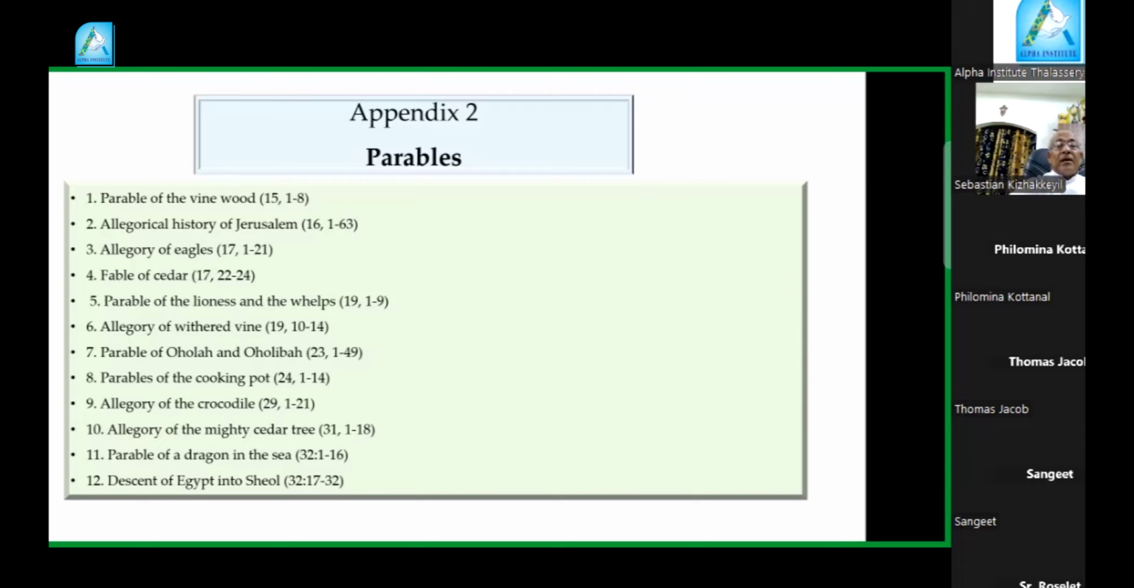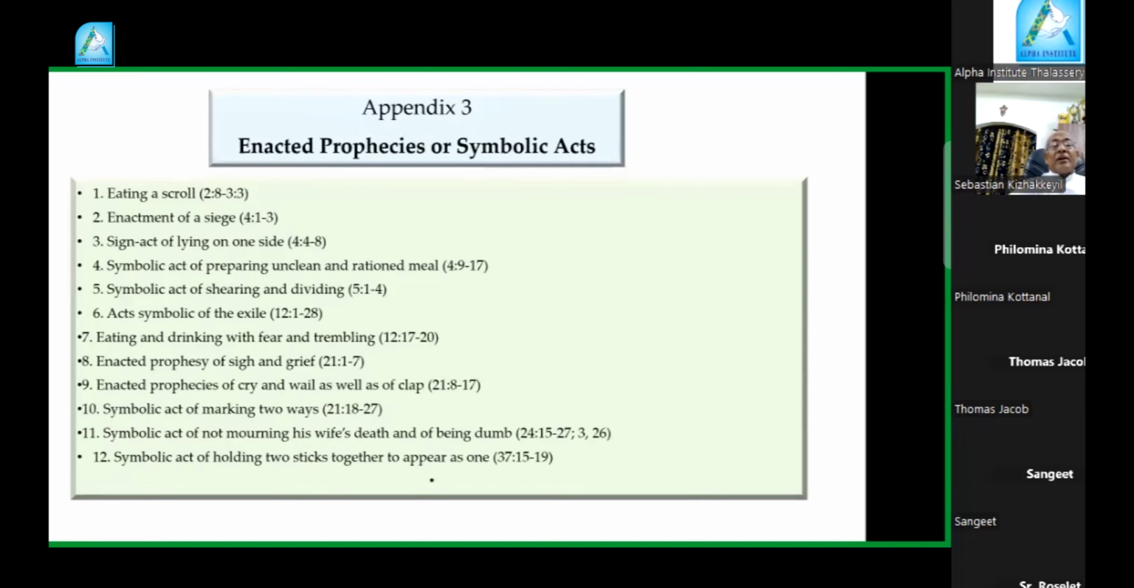Prophet Ezekiel is expressing about the future, the inevitable destruction of Egypt. Then we go to enacted prophecies, the third section. That is, what are enacted prophecies or symbolic actions? Instead of saying a prophecy orally, a prophet is acting it out.